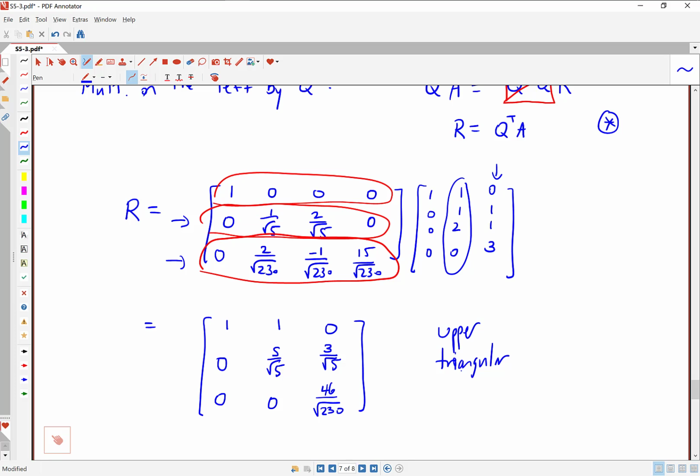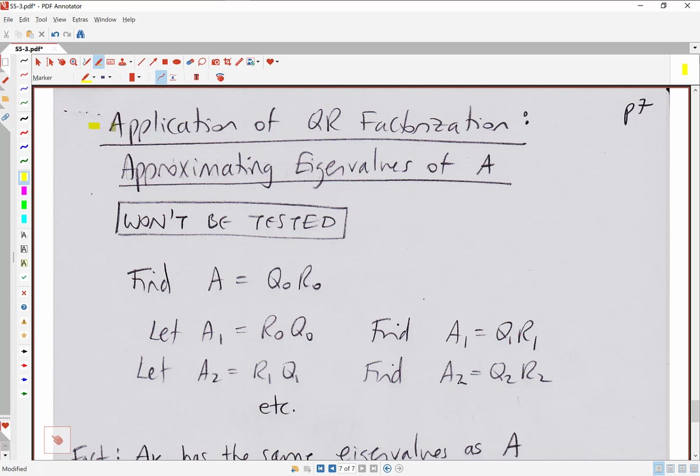So let's talk briefly about why we care about the QR factorization. I'm going to show you an application of QR factorization. It's something that you may use in other courses. This will not be tested. I show it just out of interest so that you can understand why we cover the QR factorization.